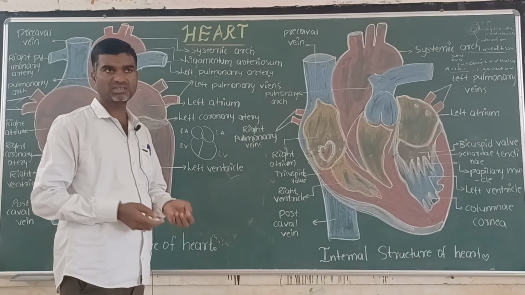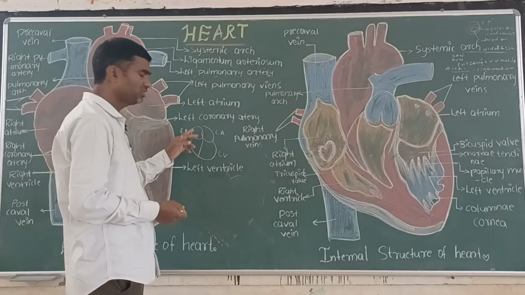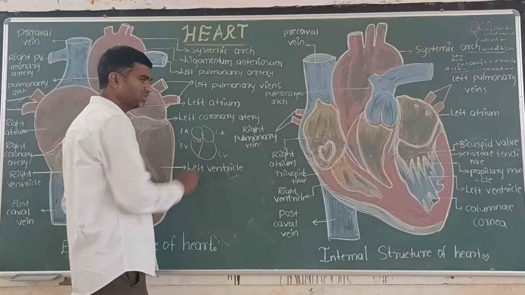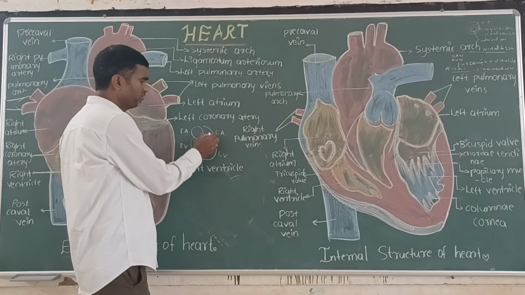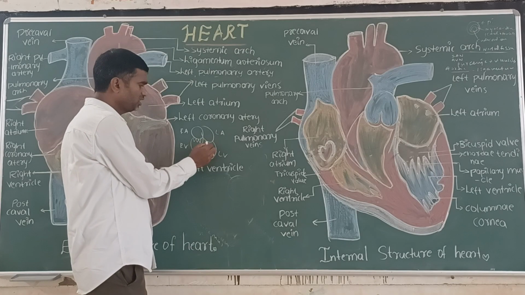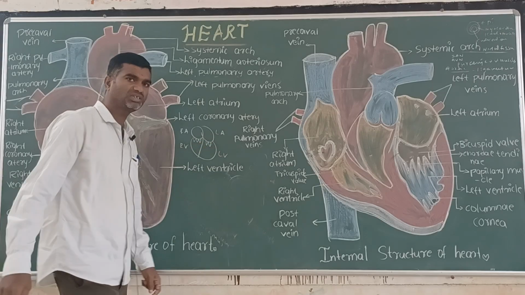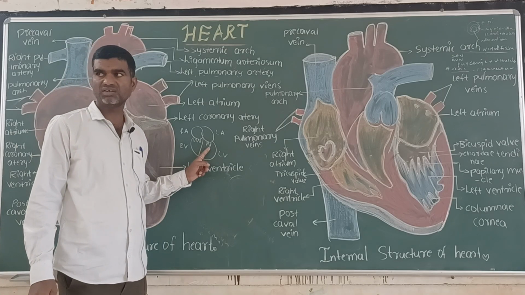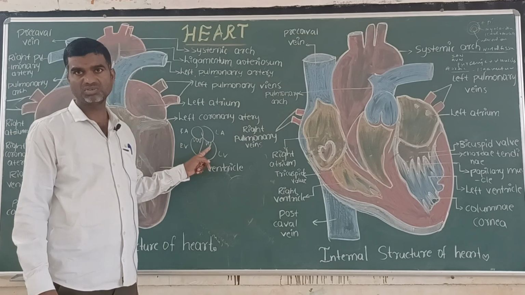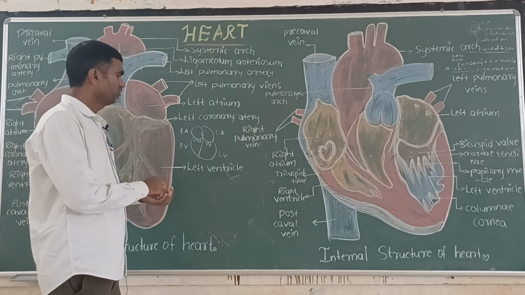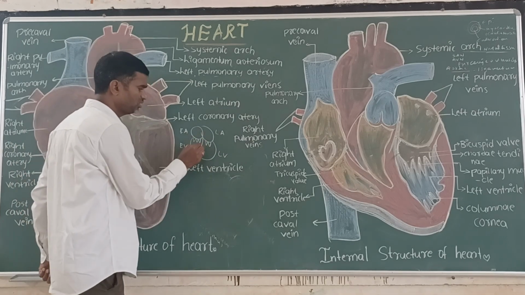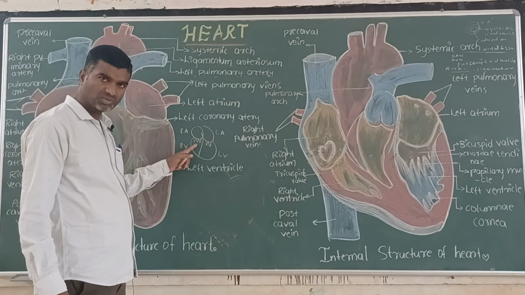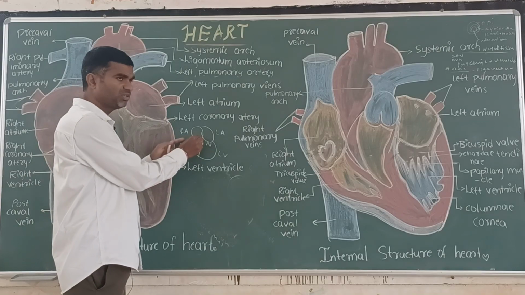They pump blood into the right atrium. Tricuspid valves are present between the right atrium and right ventricle, and between the left atrium and left ventricle, bicuspid valves are present on the left side. The bicuspid valve is also known as the mitral valve. The region between the right atrium and right ventricle is called the atrioventricular groove.